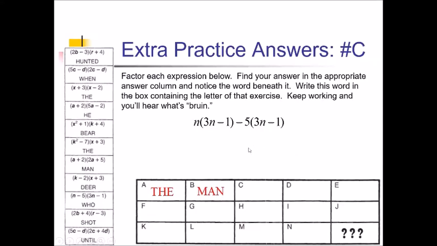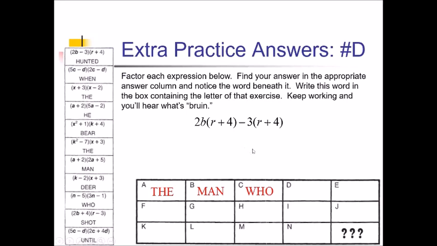For problem number C, we have a common factor of 3n minus 1 on this one, so I can take that out of both of those terms. And now my leftovers, we have an n and a minus 5. So looking for that one in my answers, let's see, n minus 5, 3n minus 1. There we go. So we'll put who next to C.